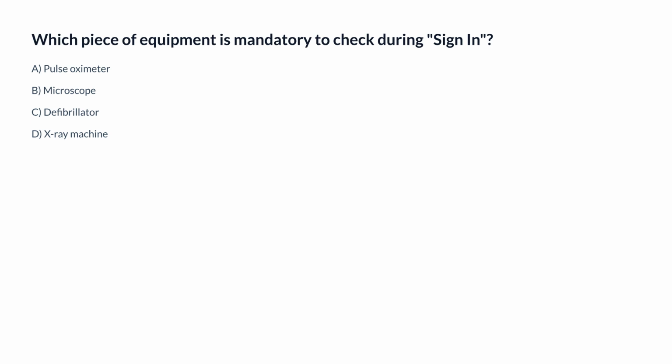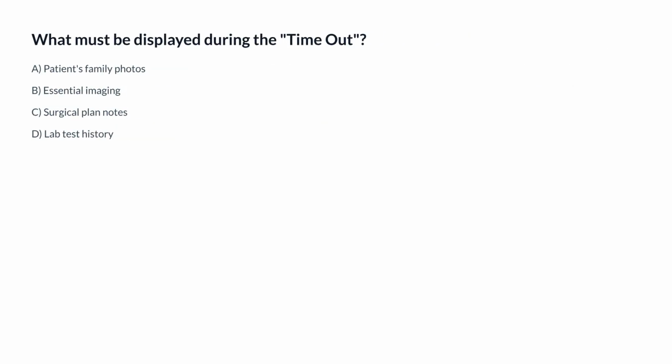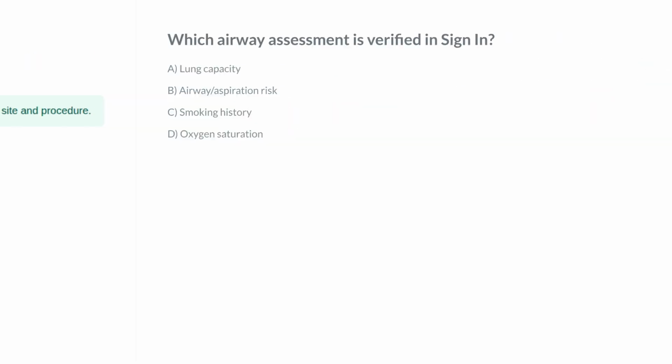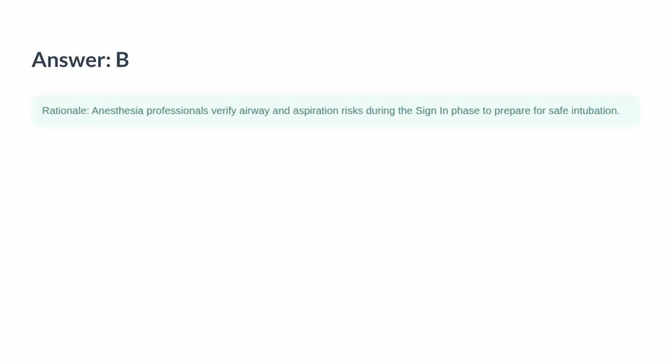Which piece of equipment is mandatory to check during sign-in? The answer is A. The pulse oximeter must be on the patient and functioning before induction of anesthesia in the sign-in phase. What must be displayed during the timeout? The answer is B. Essential imaging should be displayed during the timeout phase to ensure the team agrees on the surgical site and plan. Which airway assessment is verified in sign-in? The answer is B. The anesthesia professional confirms the airway and risk of aspiration during the sign-in phase.